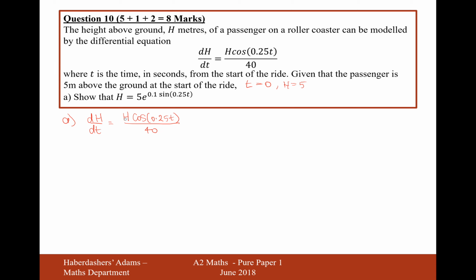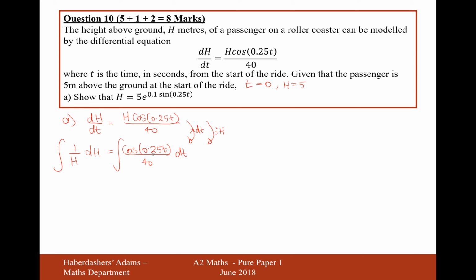So how would we move h onto the other side? Well, we can divide by h. We'll write it as 1 over h dh, and then treating dh by dt as a fraction, we can times the other side by dt. So we're going to times by dt, and we're also going to divide by h. Those are our two moves from line 1 to line 2. So we're going to have cos 0.25t over 40 times by dt. Now what we can also do to both sides to start to solve this differential equation and get rid of the dh's and the dt's is to integrate both sides.